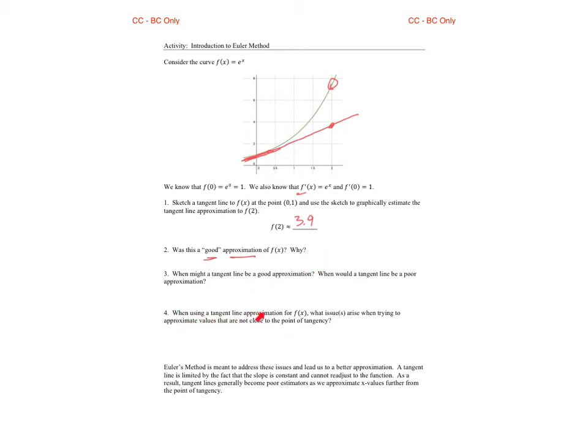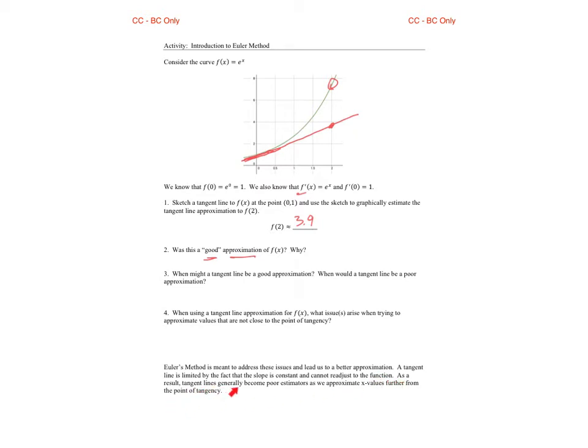When using a tangent line approximation for f of x, what issues arise when trying to approximate values that are not close? Well, it's too far away. It's a poor approximation. Euler's method is meant to address these issues and lead to a better approximation. A tangent line is limited by the fact that the slope is constant, which we just talked about, and we can't readjust the function. So you can't change it. That's what the slope is.